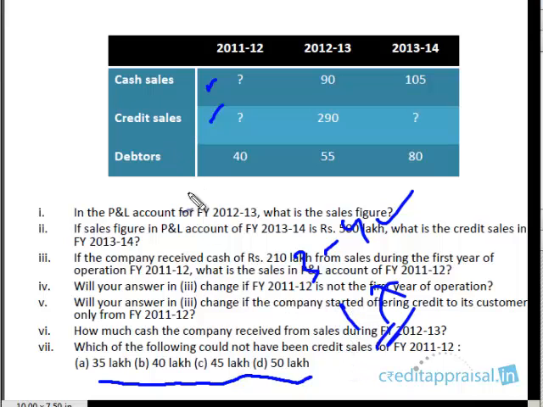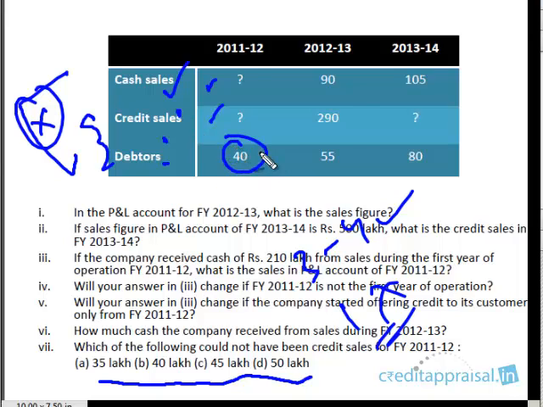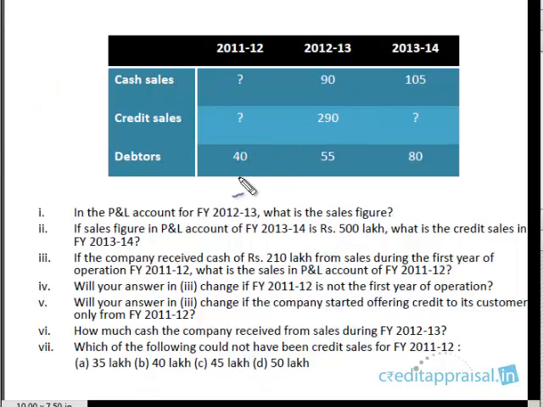So please note that credit sales and debtors go hand in hand, right? Debtors arise only because of credit sales. Debtors and cash sales are not related at all. Cash sales means we are receiving cash then and there, so debtors will not arise. What is a debtor? A debtor is an amount due to the company from the customers, right? We have made the sales, but we didn't receive the payment. So debtors will arise only in the case of credit sales. So the 40 which we are getting here pertains only to the credit sales, right? It has got nothing to do with the cash sales.